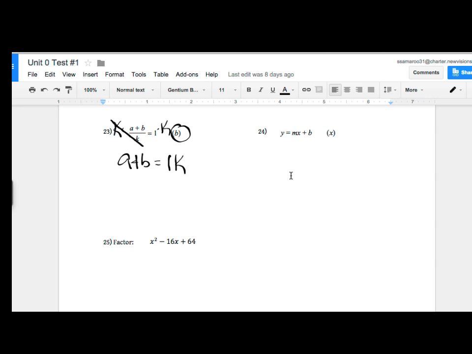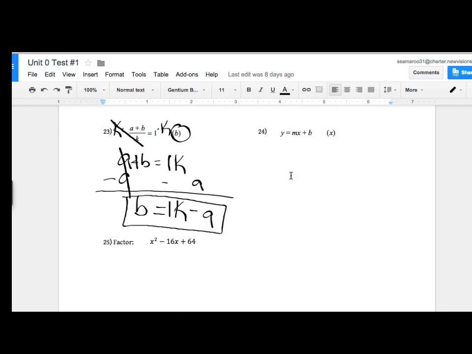Okay. So I know I'm solving for b. I'm going to subtract a from both sides. My a cancels out. I'm left with b equal to k minus a, or b equal to 1k minus a. They're both the same thing. And that's going to be my final answer. That one was fast. Yes.